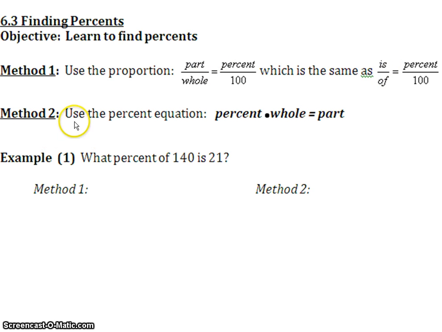With method 2, we're going to use the percent equation. Percent times whole equals part. Example 1. What percent of 140 is 21?